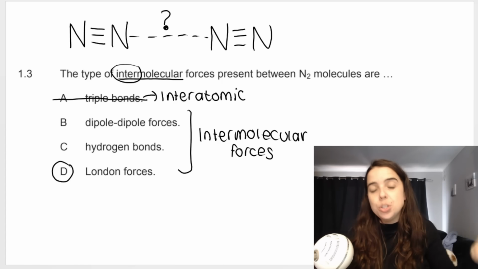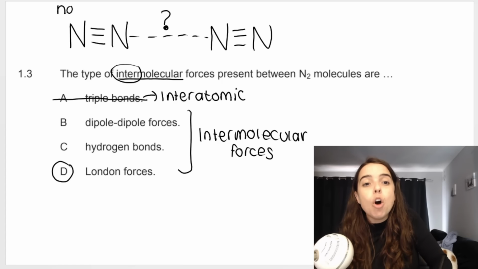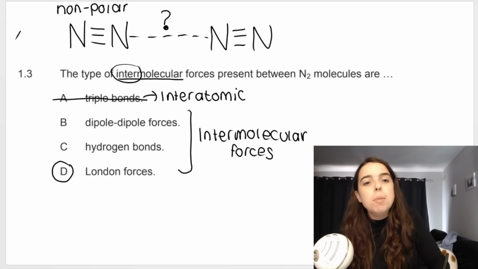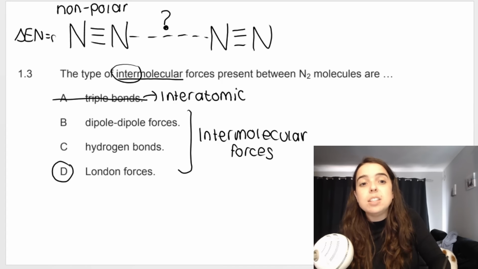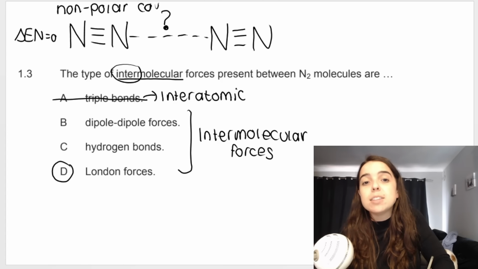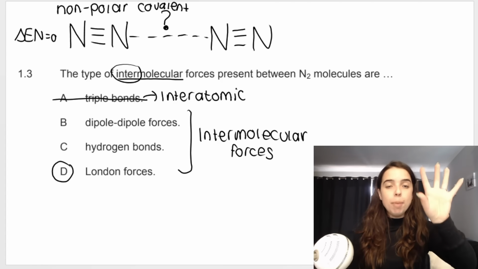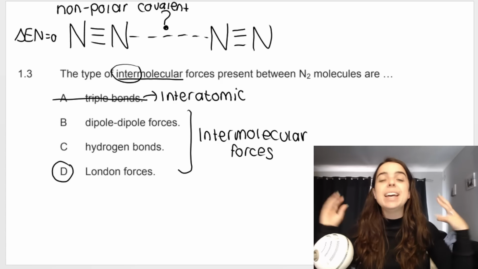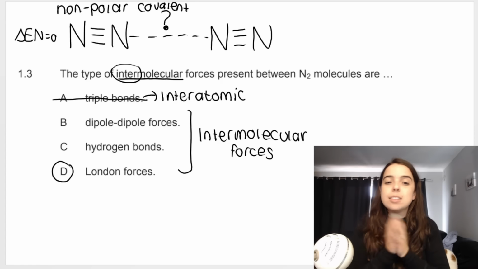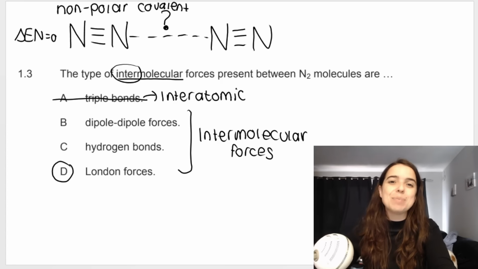Induced dipole, induced dipole. The reason why is because nitrogen, N2, is a non-polar molecule. How do you know that it's a non-polar covalent molecule? Because the difference in electronegativity is 0. So it has non-polar covalent bonds. It's a non-polar covalent molecule. And the type of intermolecular forces between a non-polar molecule and a non-polar molecule is London forces. I do have videos that go over in detail how to tell what type of intermolecular force exists between molecules. So again, check out the links below.